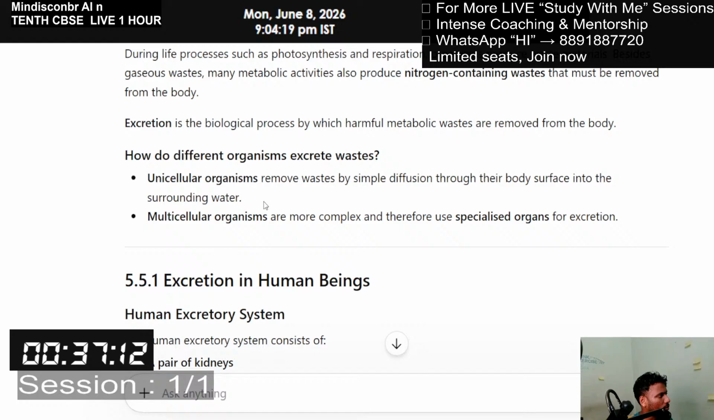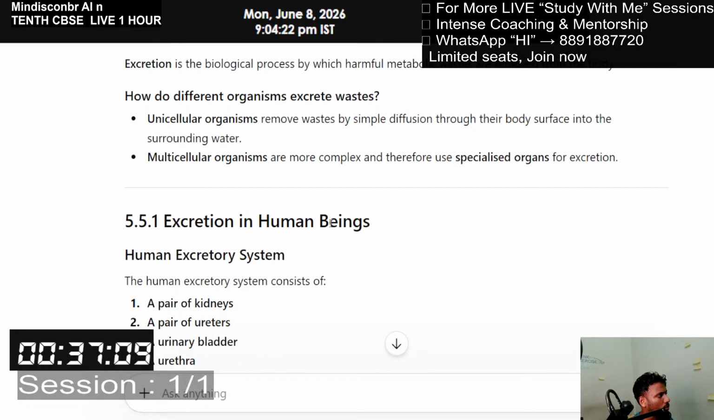How do different organisms excrete wastes? Unicellular organisms remove waste by simple diffusion through the body surface into the surrounding water, whereas multicellular organisms are complex and therefore use specialized organs for excretion, like us humans.